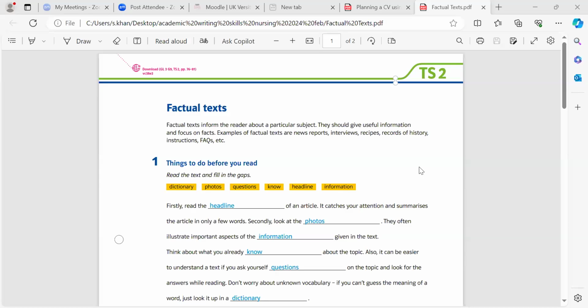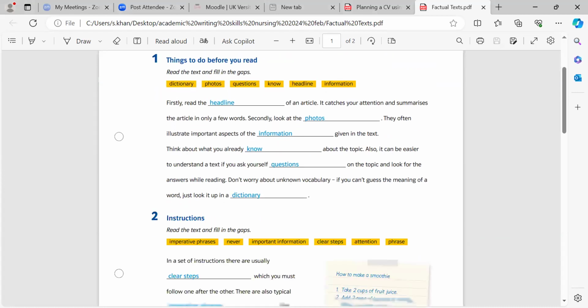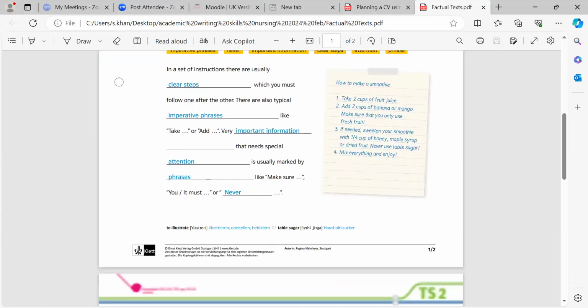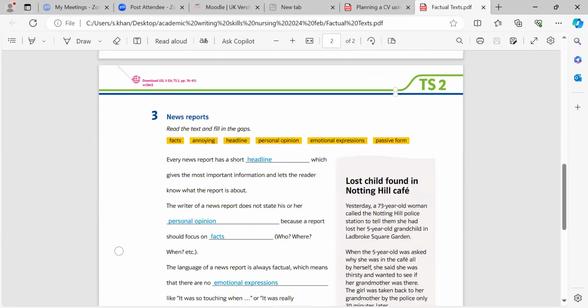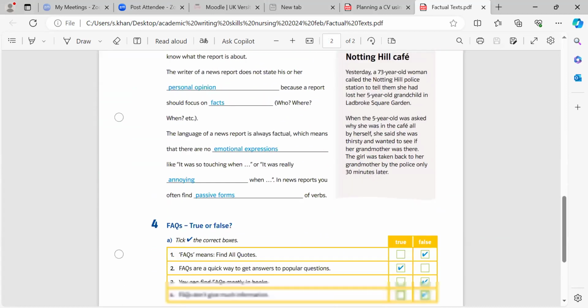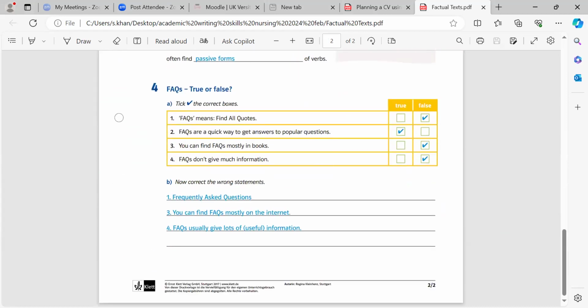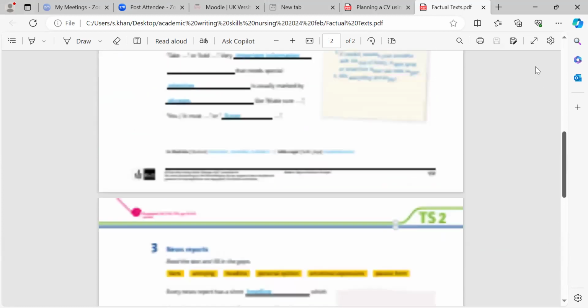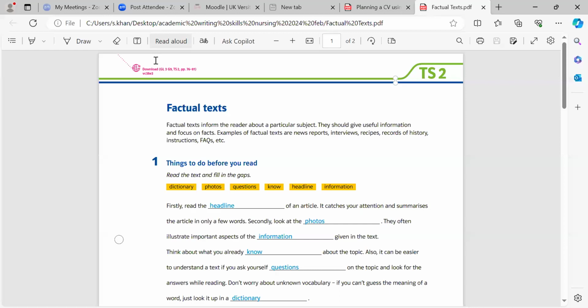The other one, I did have one more, which was factual text. And this looks at different types of text that you can use, and again, this is on Moodle for you. It's a document with different types of factual text that you can use and how this will help you. So it's just looking at what things you do before you read, instructions, and just slotting in the news reports, how you slot in the wording around it and fill in the gaps. True or false scenarios. This is just an idea for you to have a look at on factual texts. These again are on Moodle.